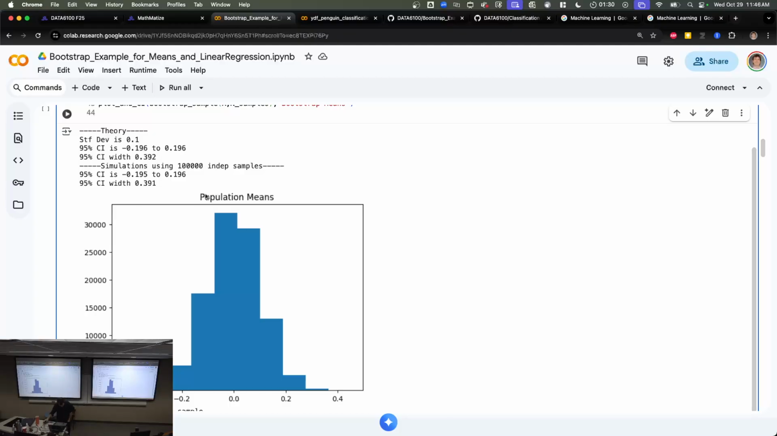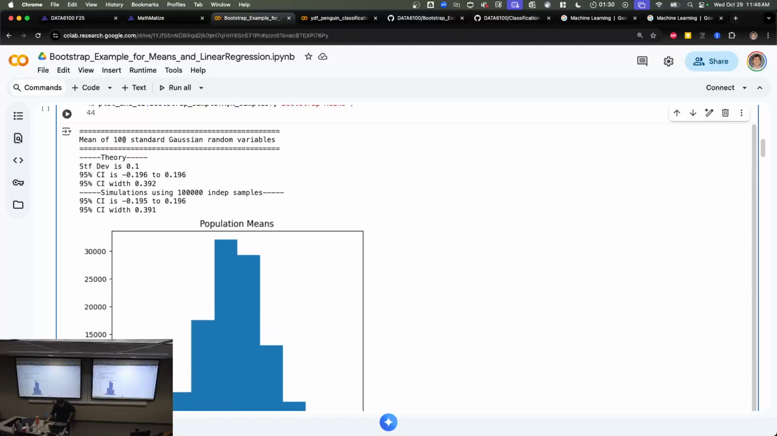And what am I doing here? The standard deviation is 0.1. So I have 100 x values, and I want to plot their mean. And you can do the theory. You can resample it many times. And we know that the standard deviation is 0.1. We did this as an example in class.